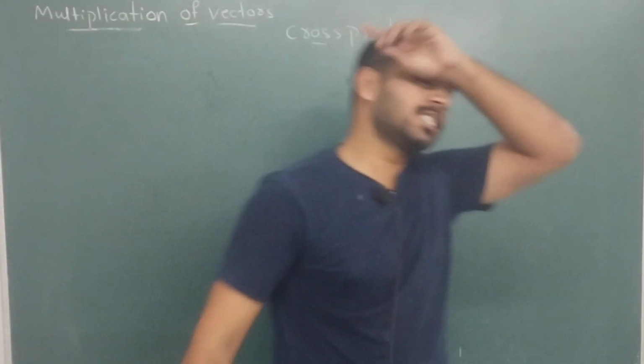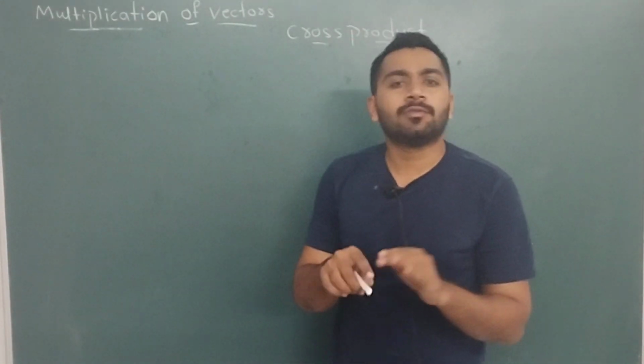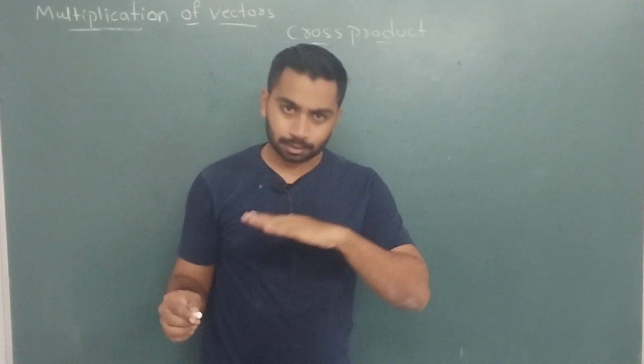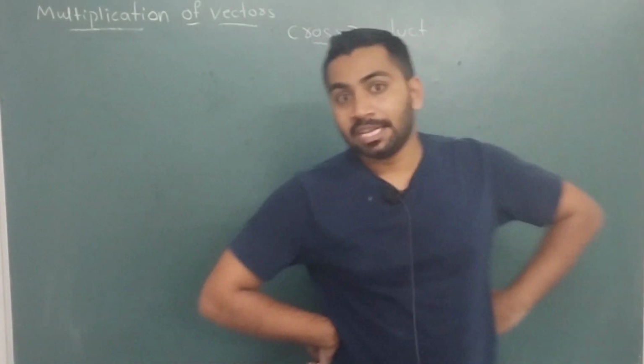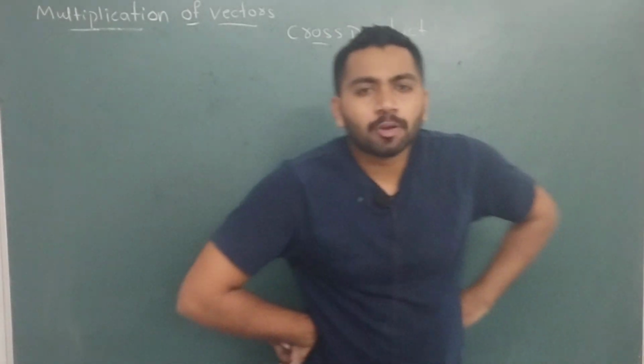So now next is cross product. Dot product multiplication is over. It's just a projection of one on another. But this is cross product. Cross product is now a little huge. It's a small topic in itself.